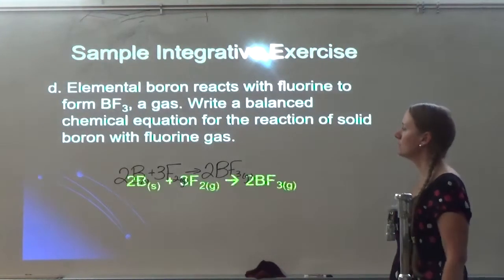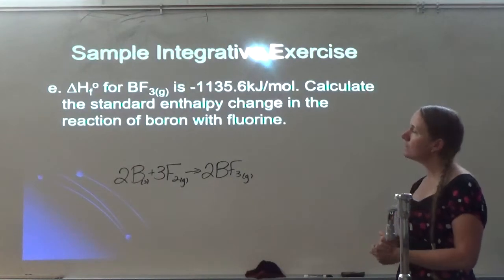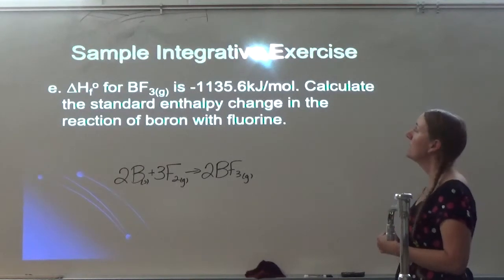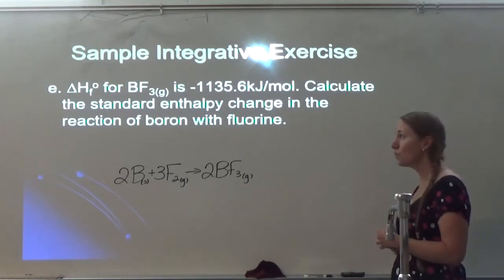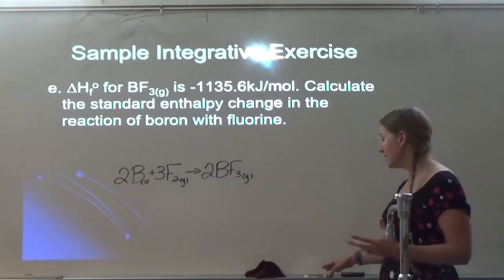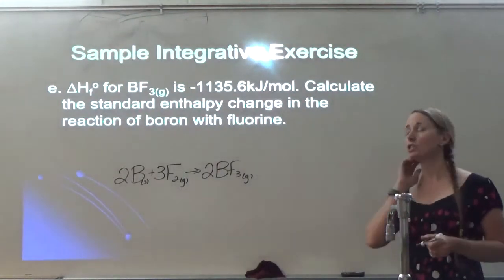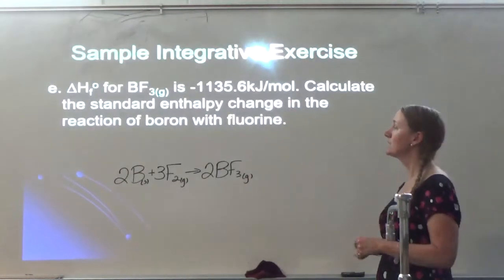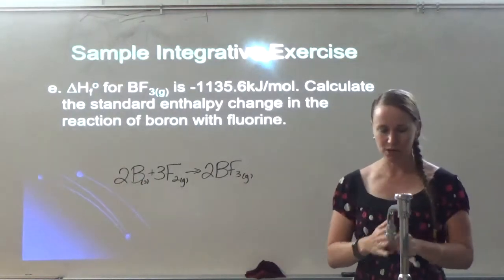So let me click first. Okay, so there's our reaction. All right, so it says delta HF for BF3 gas is negative 1,135.6 kilojoules per mole. Calculate the standard enthalpy change in the reaction of boron with fluorine. All right, so we haven't done delta H of formation in this class yet. I saved chapter 5, which kind of deals with this, to go with chapter 19, which is thermodynamics. But that's okay. We did learn about this in honors, so let's look at this real quick.